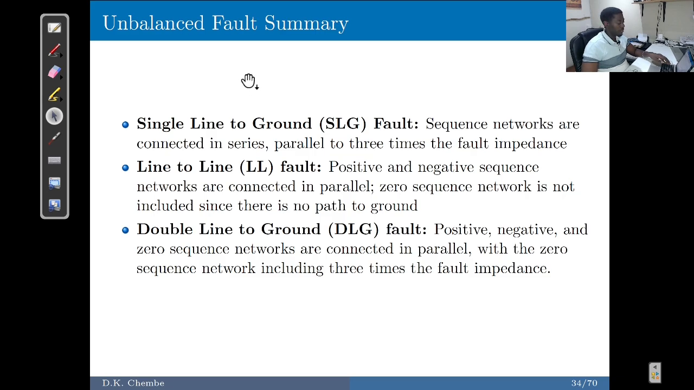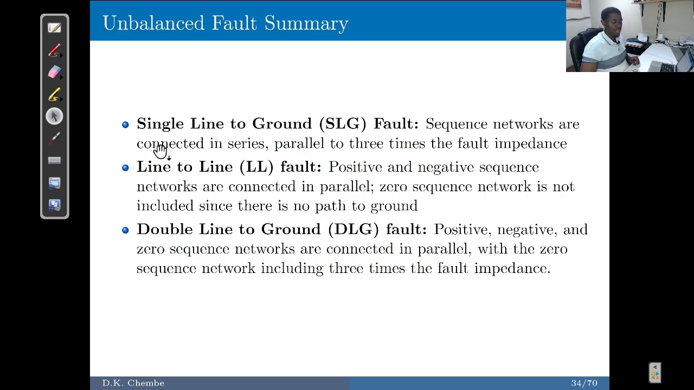Hello and welcome. Let's continue to look at the fault analysis using the Z bus. Last time we concluded by introducing the symmetrical components and why they are important for finding the unsymmetrical faults.